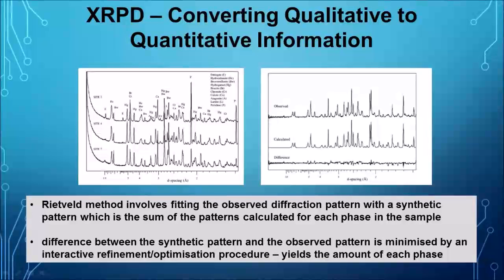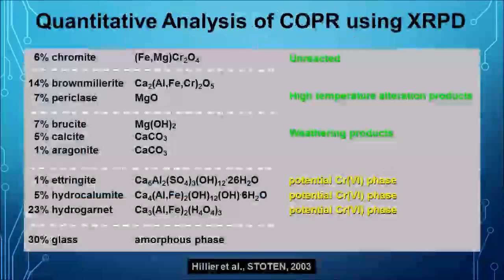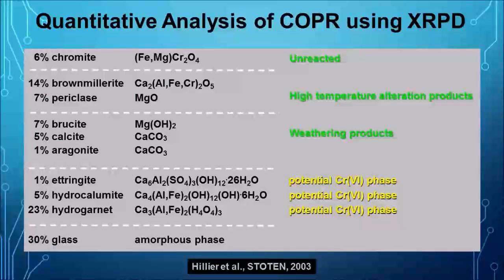So what we're trying to do is optimize the two lines here and get a residual which is as close to a straight line as possible. And this is what we end up with: quantitative information about the composition of COPR. And we could split this into different categories of materials. So we have unreacted chromite at the top here, about 6% remaining.